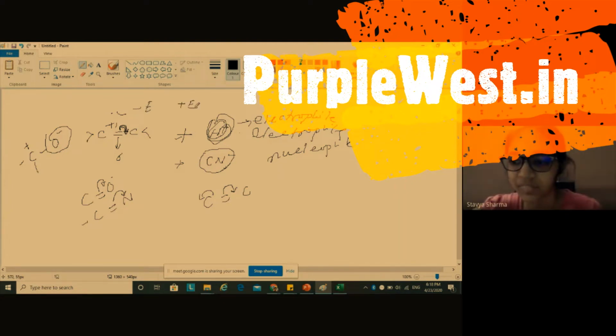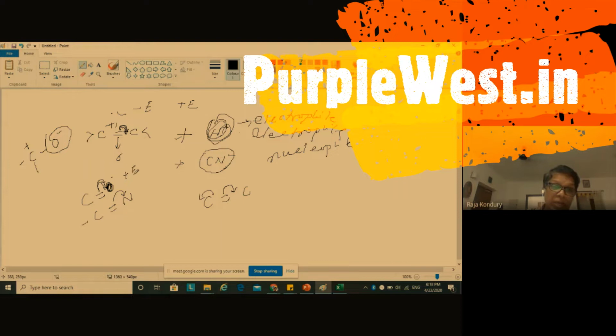Any idea which is a plus E effect here? The first one is a plus E effect because the attacking group is getting attached to where the pi electrons moved. For example, if the pi electrons moved towards oxygen, then the attacking group, that is H plus, attaches to the atom to which the pi electrons moved. Then it is a plus E effect. And if CN is attached, in this case, where would it attach? Carbon, here.